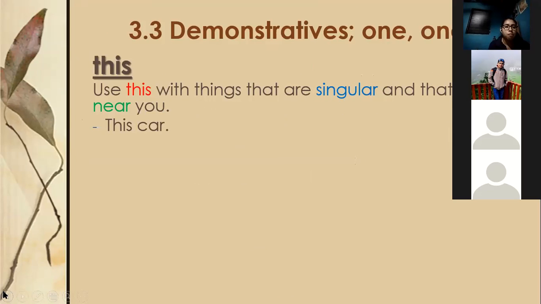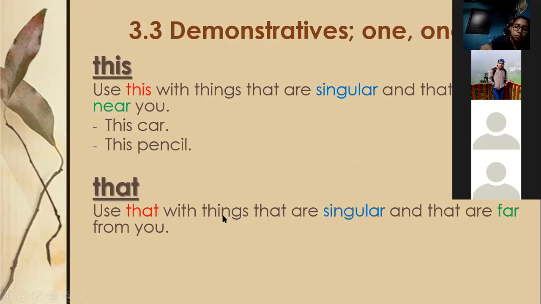Okay, example. This car, this pencil. Notice singular and is near, está cerca. This pencil, right? Okay, now that. We use that with things that are singular and that are far from you. Singulares, pero que están lejos. Give me a second.